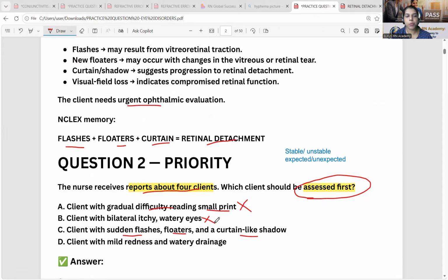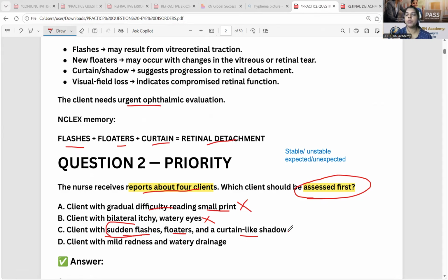Next option, the client with sudden flashes, floaters, and a curtain-like shadow. See, in your options, if you see terms like sudden, immediately, or new onset, such a client needs priority attention, because the client's situation is worsening. Sudden flashes of light or floaters cannot be an expected finding. It can be related to an underlying disease of the eye. So this can be a considerable symptom, but don't rush to the answer. We can check the other options also. Always read and analyze each option.